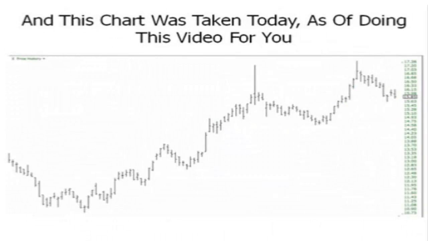Now, this chart was taken as of today, as I'm doing this recording for you. This was actually taken just recently, okay? And as you can see, once again, we have a trough, a peak, a trough, a peak, and we have higher troughs, a higher peak, a higher trough. We have a higher peak and a higher trough. Now another higher peak and a higher trough. So back in the 1950s, the market makes peaks and troughs, and right now, the market makes peaks and troughs. And if you look at any chart out there, that's all the chart does, it makes peaks and troughs.